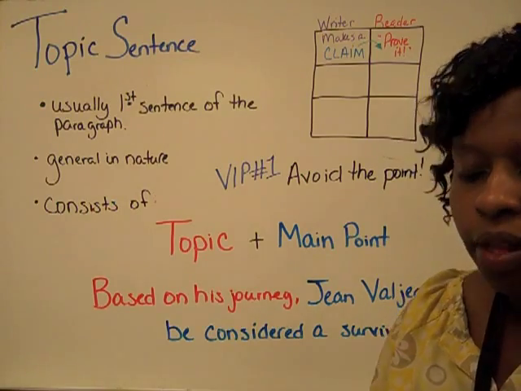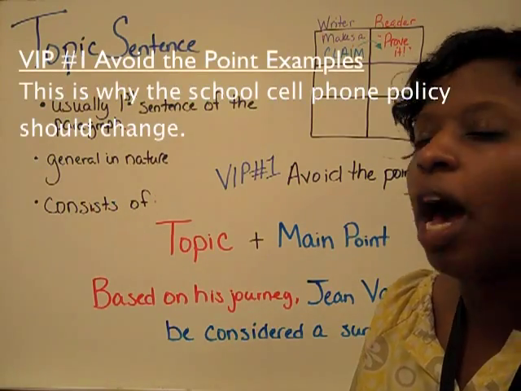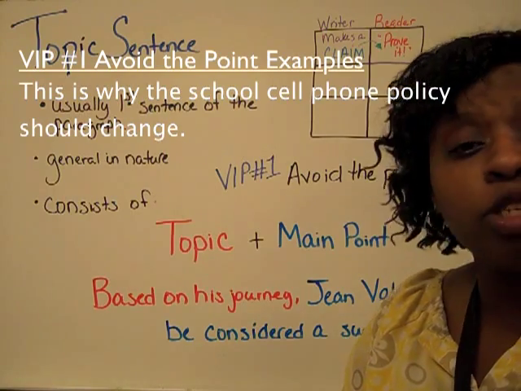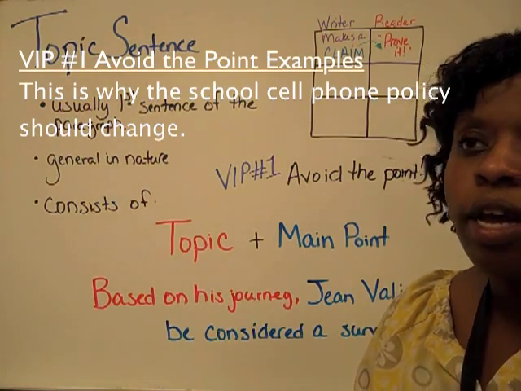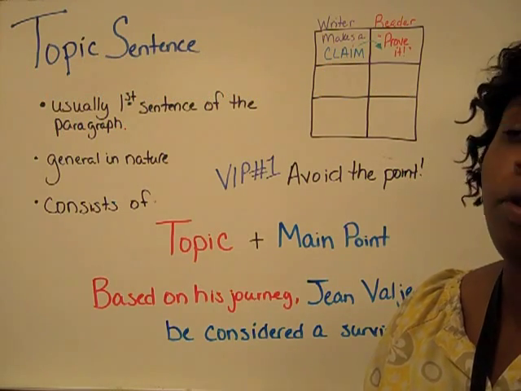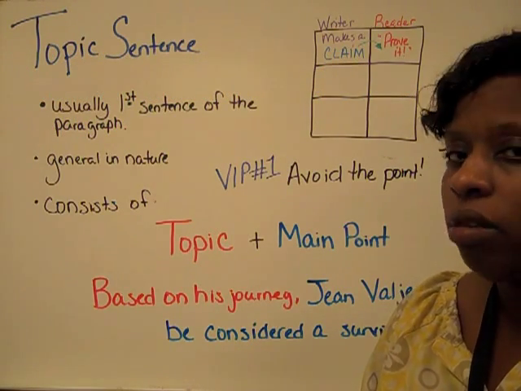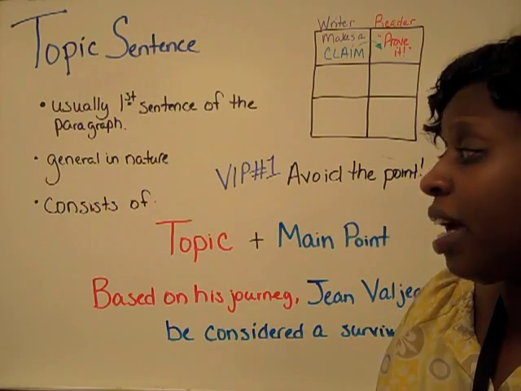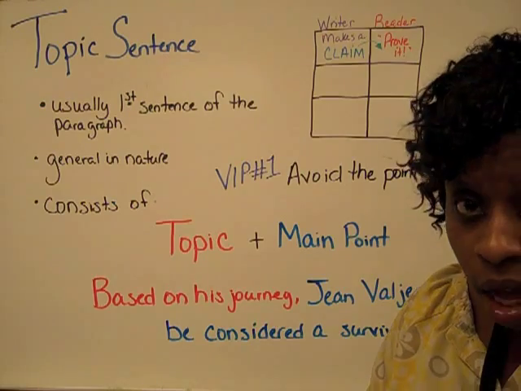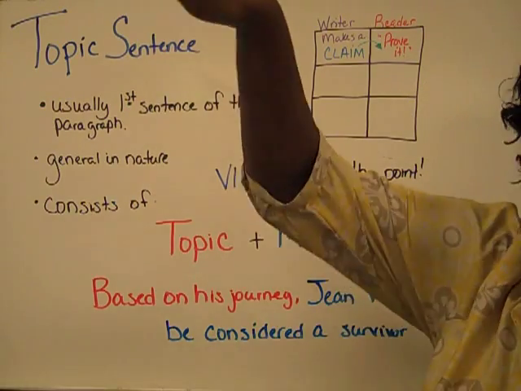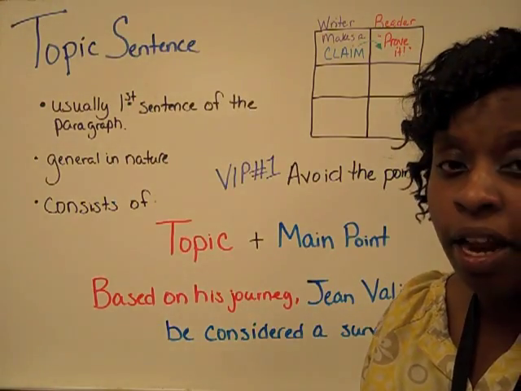For example, you don't want to ever write a topic sentence that says, this is why the school cell phone policy should change. Now the rest of my paragraph is going to be about that. That's not general in nature. As a matter of fact, that's very specific. You actually went down to the bottom of the pyramid, whereas you should be at the top. Let's look at another one.